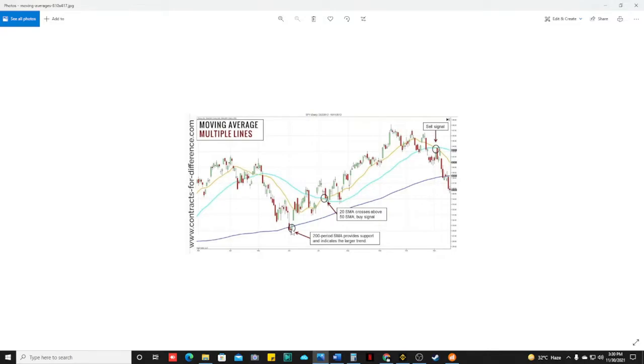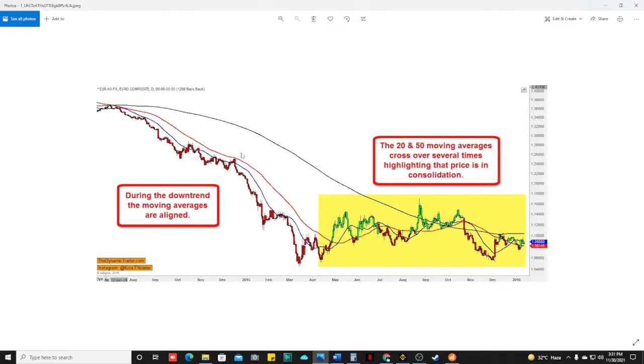Once it touched the 200 moving average and it bounces back, it respected the 200 moving average, it will continue. And then the 20 moving average crosses again the 50. It's a sign it's going up again. Okay? So you'll just look at every sign where it crosses, where it touches. Okay? So once it crosses, that is for the moving average strategy. So when it's downtrend, moving averages are aligned. Okay? And during consolidation, they cross each other. Okay? That is moving average.